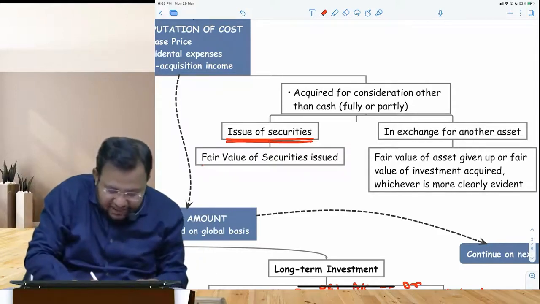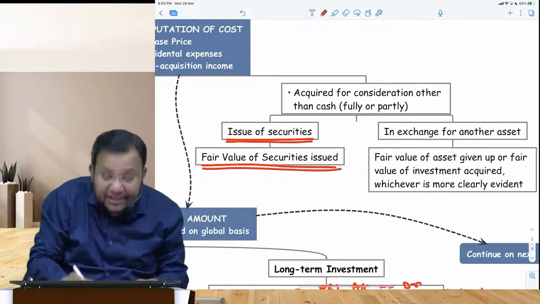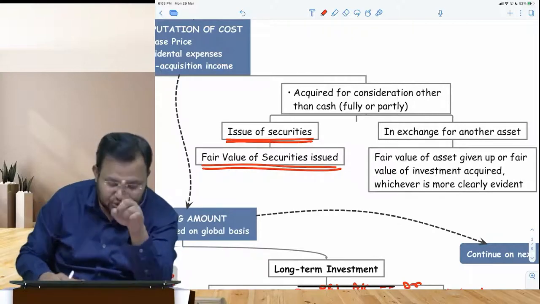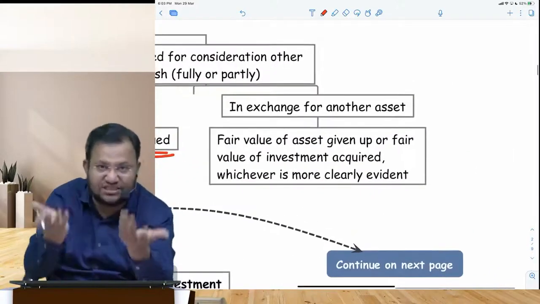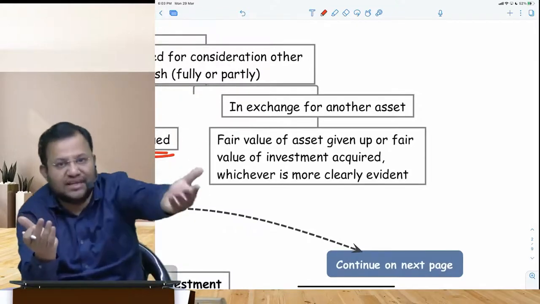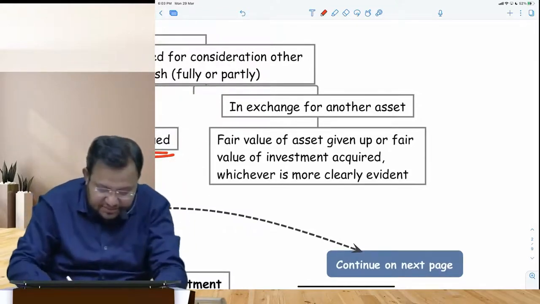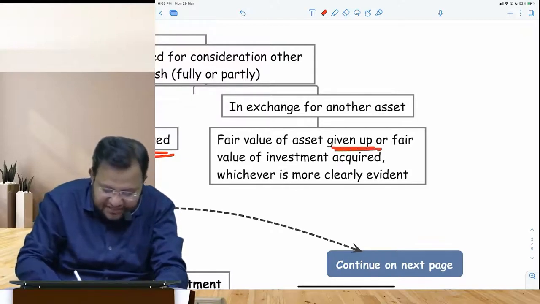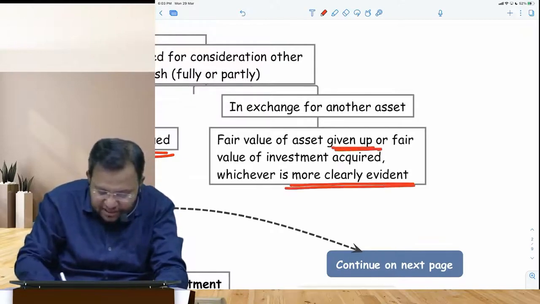Then you have to take the fair value of the security issued by you. Cost of investment shall be the fair value of the security issued. If you got it in exchange for an asset, like you gave your asset and you took the investment, the investment will be accounted at the fair value of the asset given up or the fair value of the investment acquired, whichever is more clearly evident.